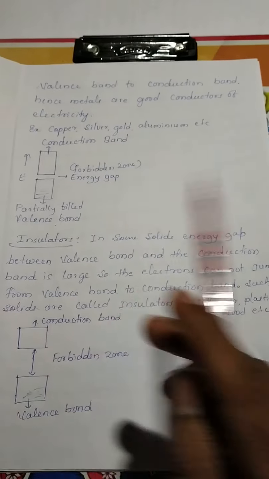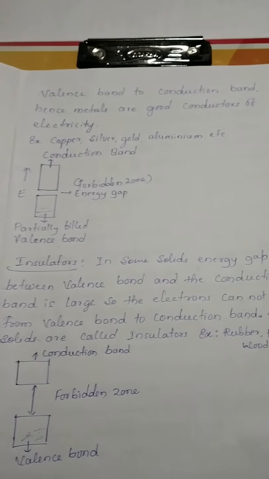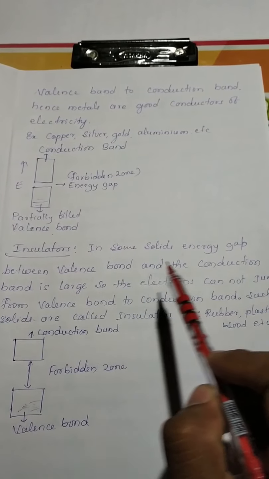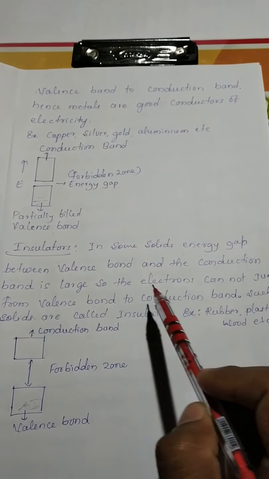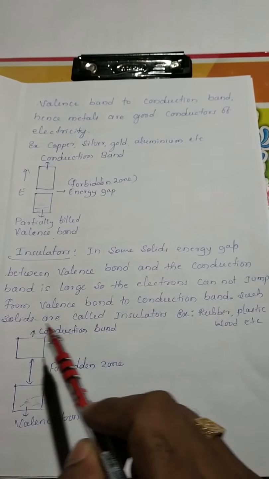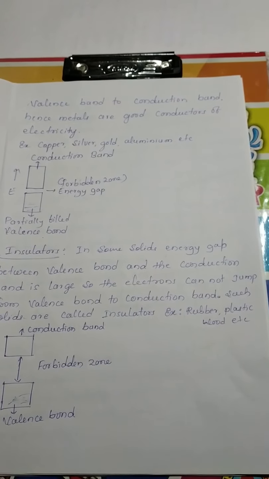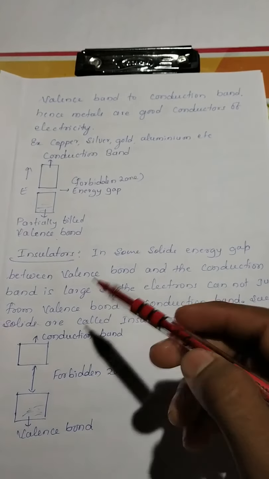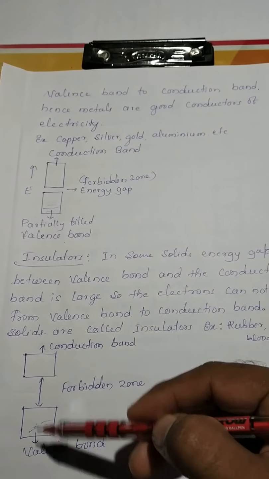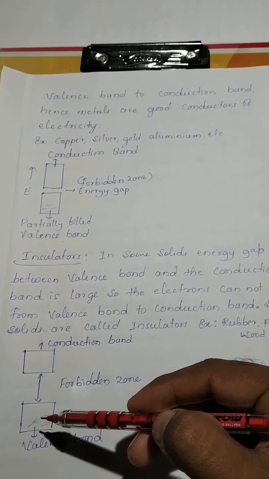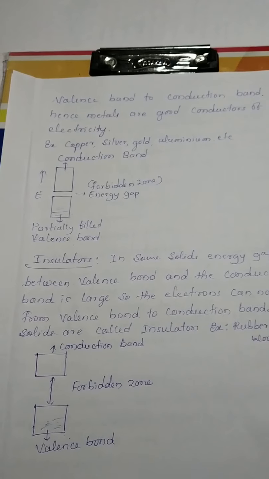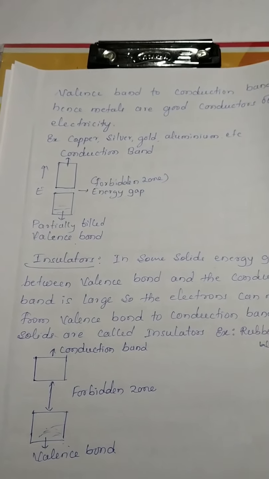Insulator, as I said already: in some solids, the energy gap between the valence band and conduction band is large, so electrons cannot jump from the valence band to the conduction band. Such solids are called insulators. Examples: rubber, plastic, wood, etc. Here the energy gap is very large, hence electrons cannot easily jump from this level to this level, hence it does not conduct electricity. These are called insulators.